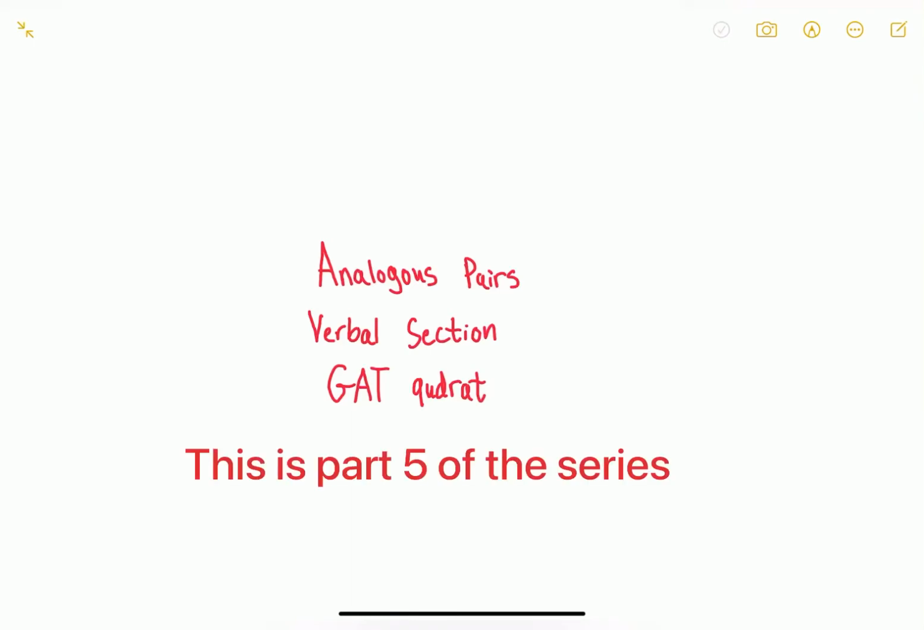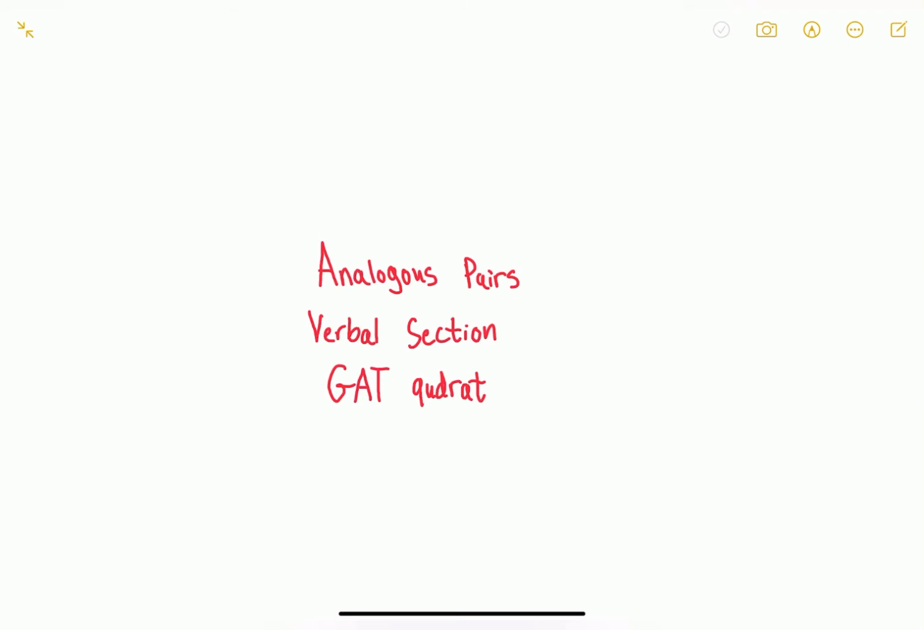Today we're going to be discussing five questions that relate to analogous pairs, which have to do with the verbal section of the GAT or the Qudrat. So let's just get right into it.